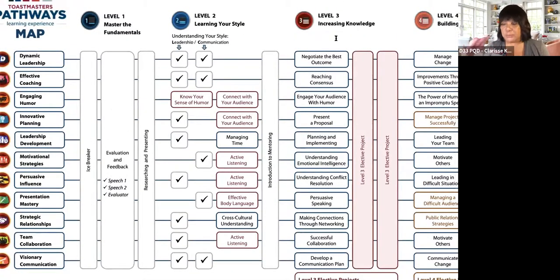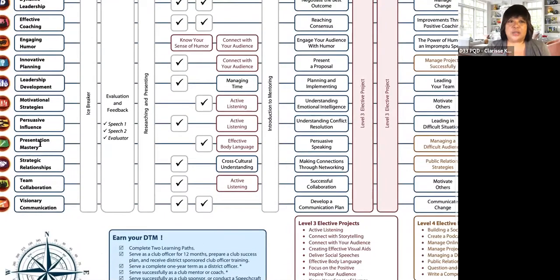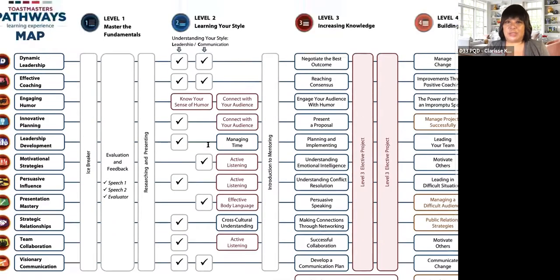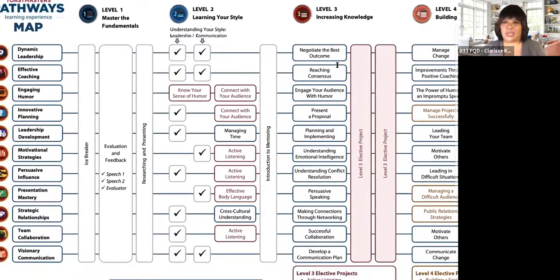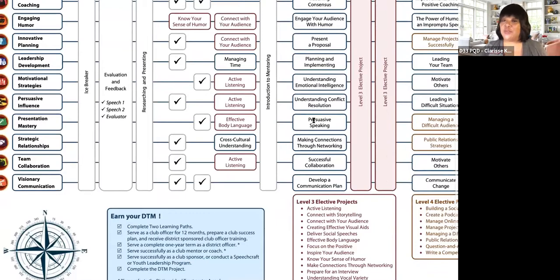What Brenda was suggesting is you look at the projects in the actual hard copy of the manual. For level 1, you're doing icebreaker speeches here in presentation mastery. Then when you get to level 2, one of them is on communication, where you do a speech on using effective body language. That's one of the legacy program speeches. And when you get to level 3 for presentation mastery, it's a very familiar topic, persuasive speaking. Then you look at these elective projects.